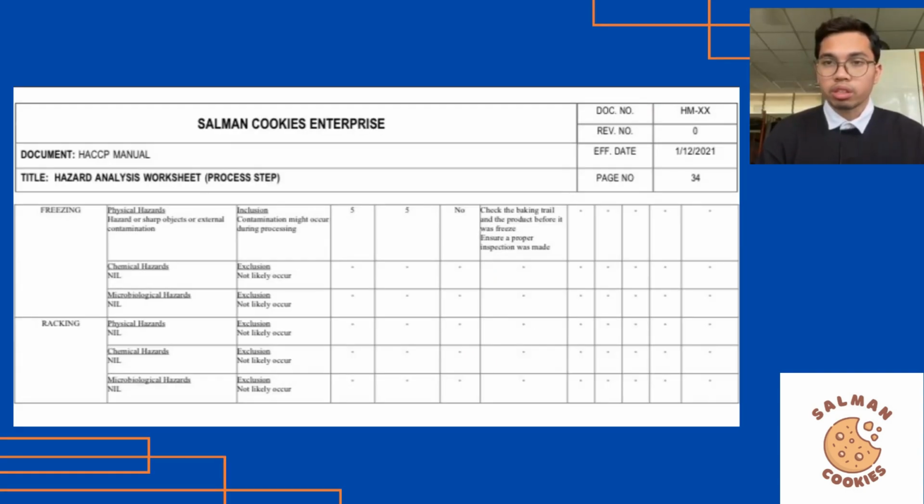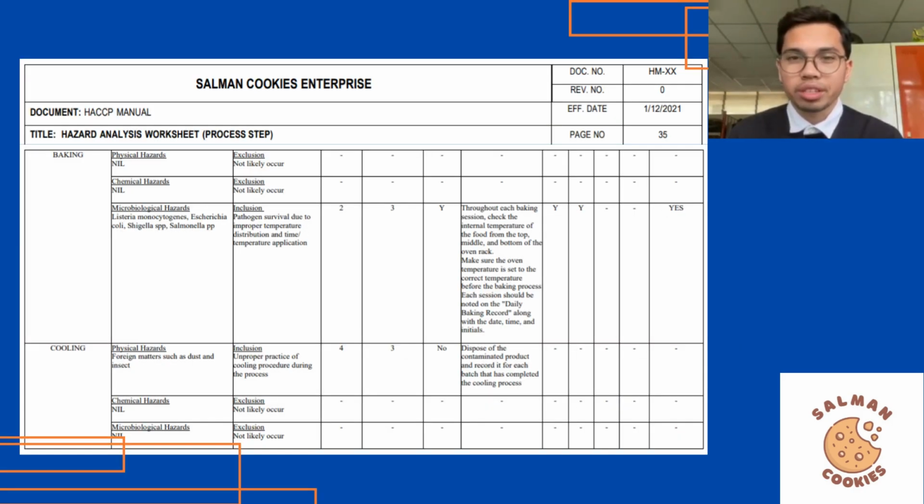So we go to the next process step, freezing. Freezing can have a physical hazard. There is no chemical and no microbial hazard. The physical hazard can be contaminated during the process, and it can be solved by checking the tray, to ensure that the process inspection is met. And next, we go to the process step of racking. For racking, there is no hazard: physical, chemical, or microbiological.